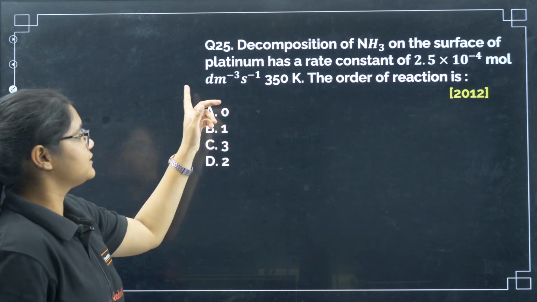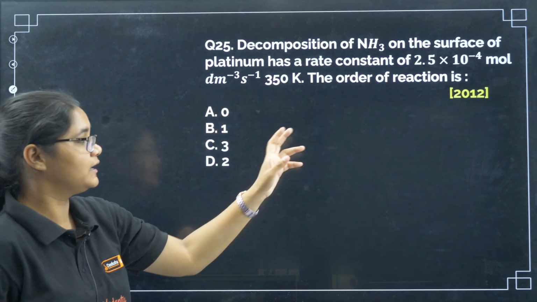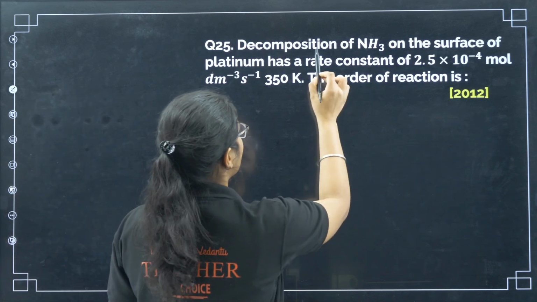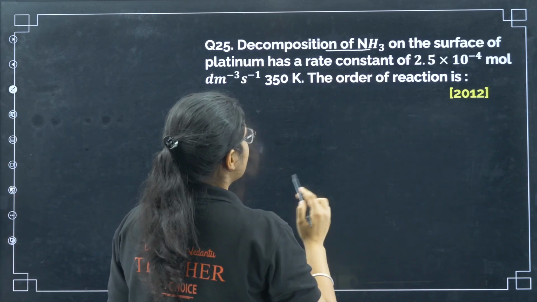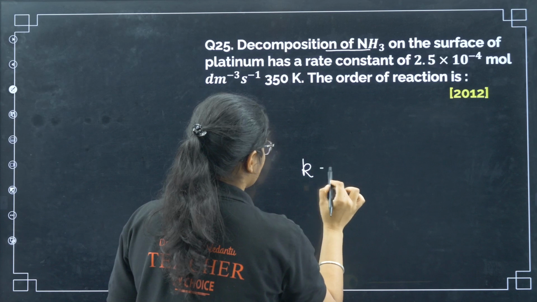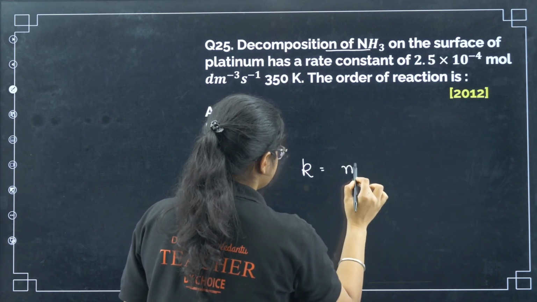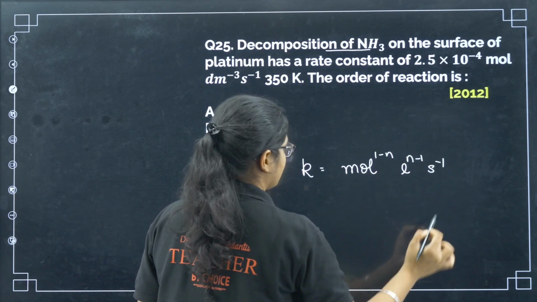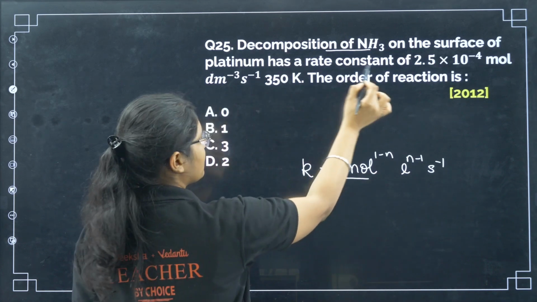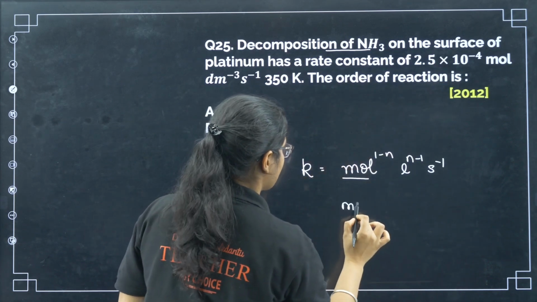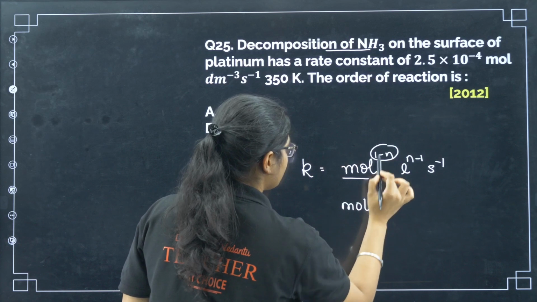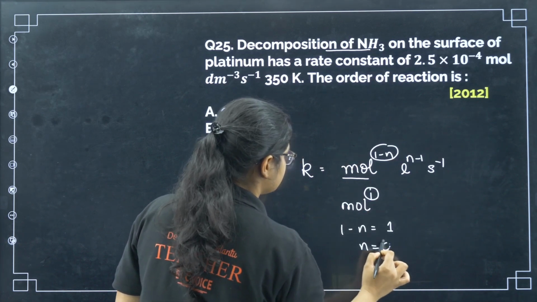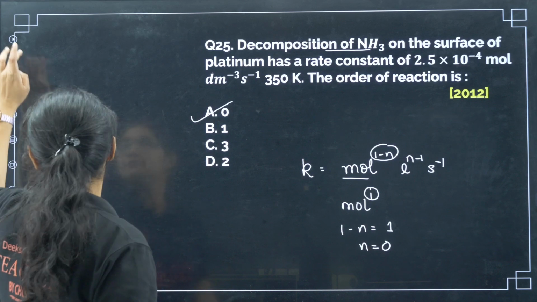10 to the power of minus 4 moles decimeter cube second inverse. The order of the reaction is? So if I have this one, the rate constant K for any order reaction has units moles to the power 1 minus n, liter to the power n minus 1, second inverse, right? Now if I compare, the power of mole is 1, so 1 minus n equal to 1, so n will be equal to 0, option number A here.